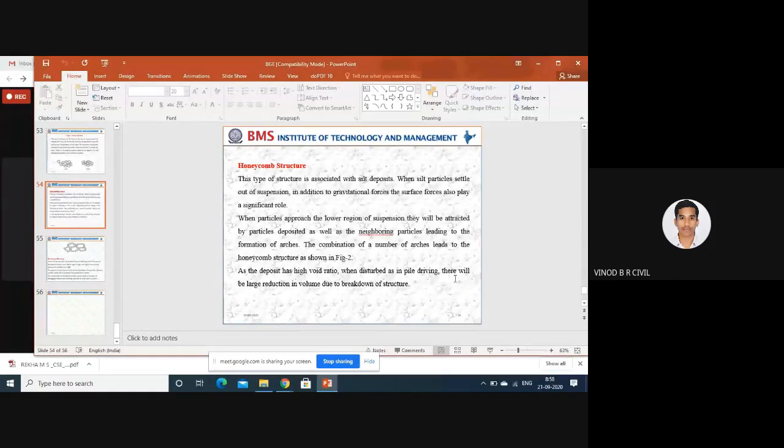This type of structure is associated with silt deposits, where you can expect 95% or 96% of the soil to be completely covered with silt content. In those kinds of soil masses, you can expect the honeycomb structure.